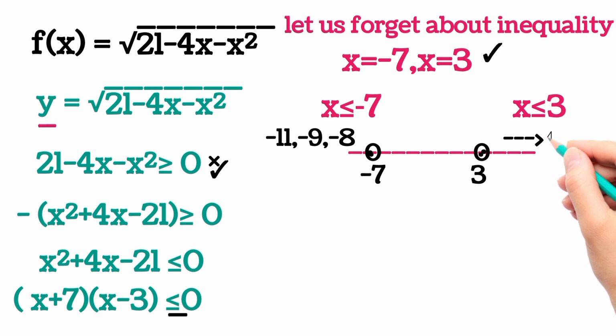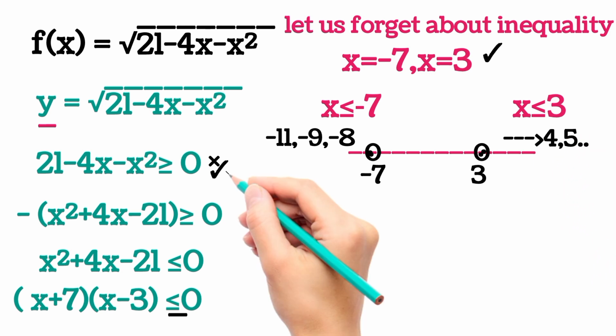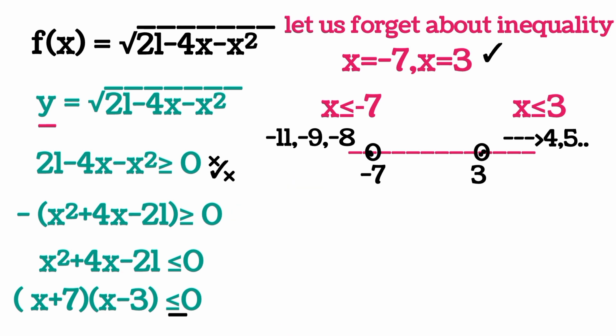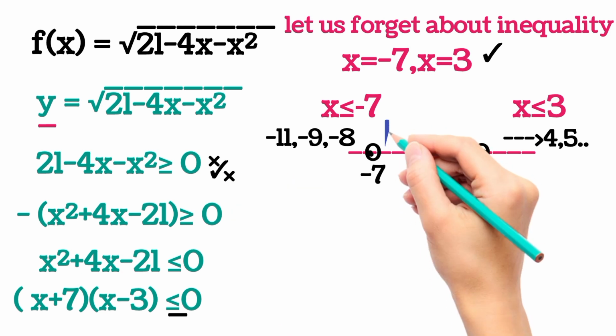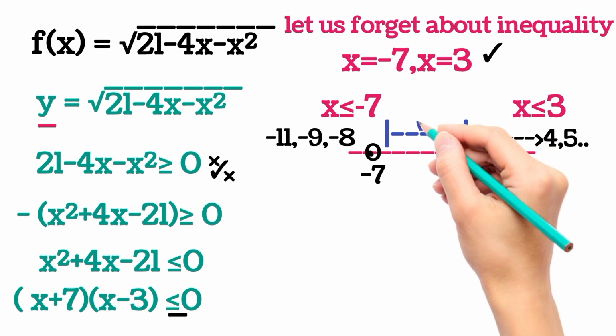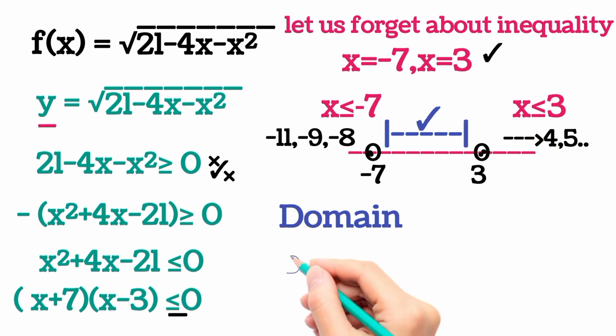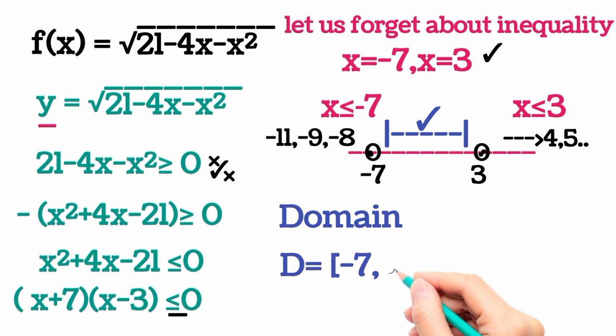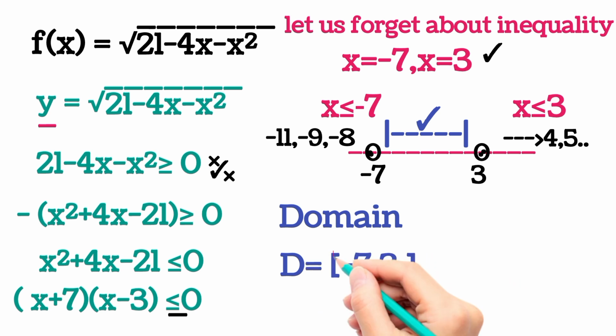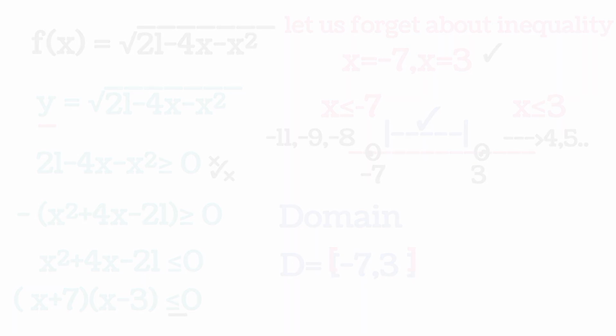And if we take any number in this interval, suppose 4 or 5 or any other number, this condition is not satisfied. So only in this interval condition is satisfied. So the domain is D equal to [-7, 3], where square bracket means that -7 and 3 are included.